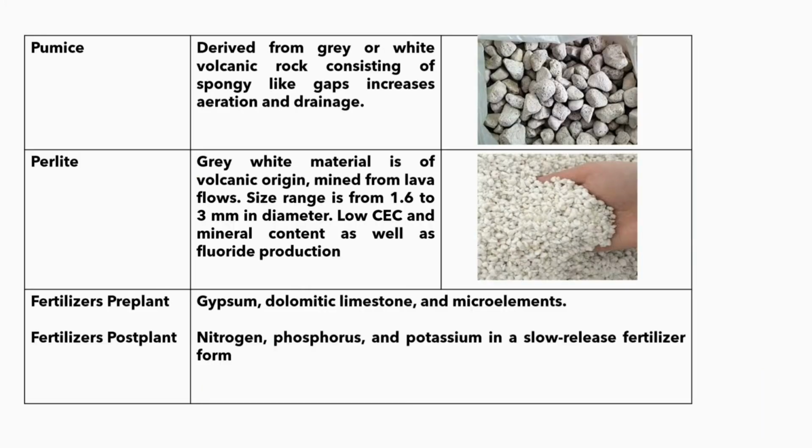We are going to see about pumice, which is derived from grey or white volcanic rock consisting of spongy-like gaps, and increases aeration and drainage. Perlite is a grey-white material of volcanic origin mined from lava flows. Size range is from 1.6 to 3 mm in diameter, with low CEC and mineral content as well as fluoride production. Fertilizer, pre-plant: gypsum, dolomite, limestone and microelements. Post-plant: nitrogen, phosphorus and potassium in slow release fertilizer form.